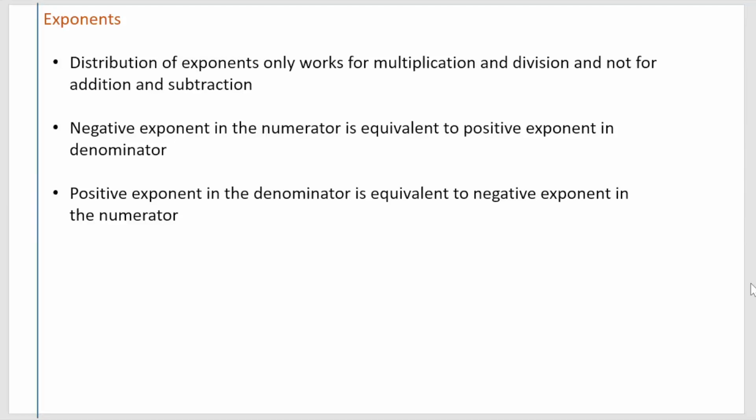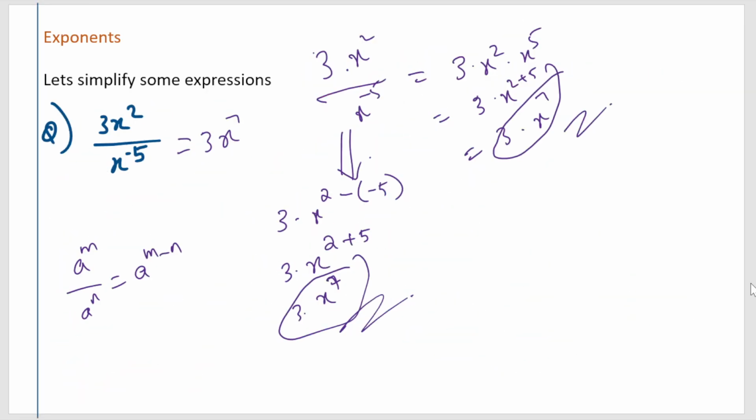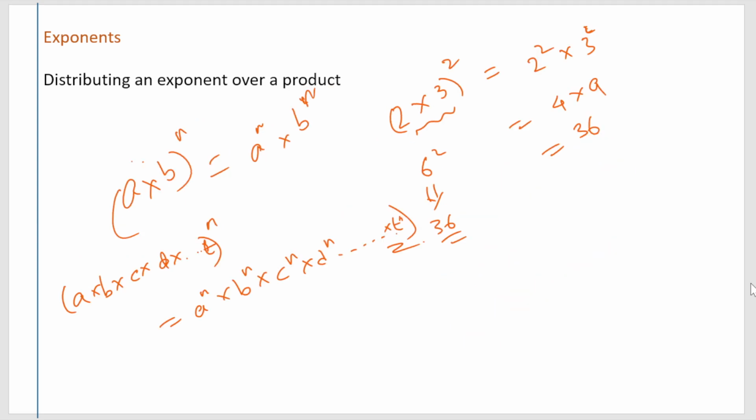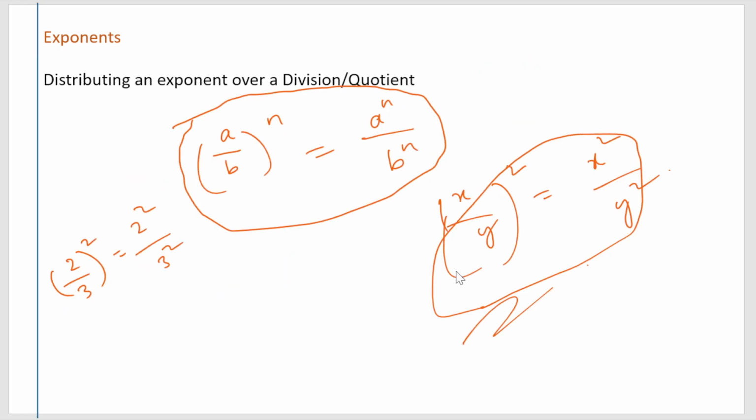So we're discussing the exponents topic in algebra. We'll continue with that. Here are some pointers which I would like you guys to know. The distribution of exponents which we discussed earlier for products and division, I'll just recall once. This distribution of an exponent over product and division works only for multiplication and division, not for addition and subtraction.